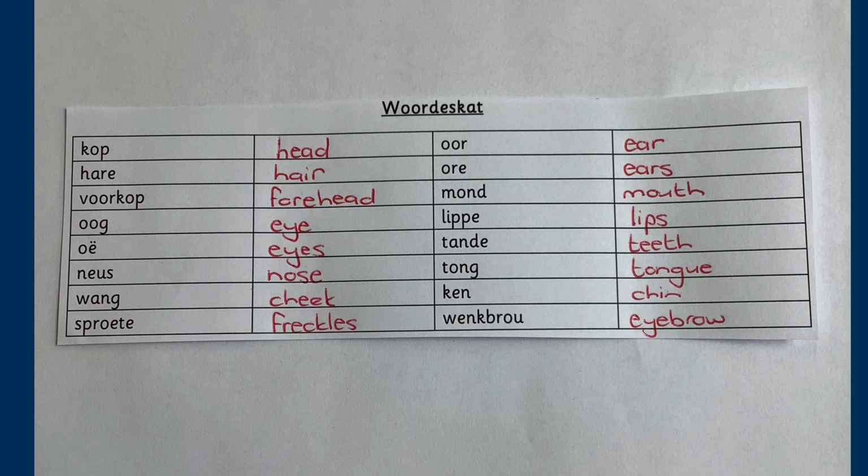A wang is a cheek. Sproete is freckles. And on the next side, we've got oor, that is an ear. And ore is the plural for ear, that's ears. Mond is mouth. Lippe is lips. Tande is teeth. Tong is tongue. Ken is chin. And wenkbrauw is an eyebrow.